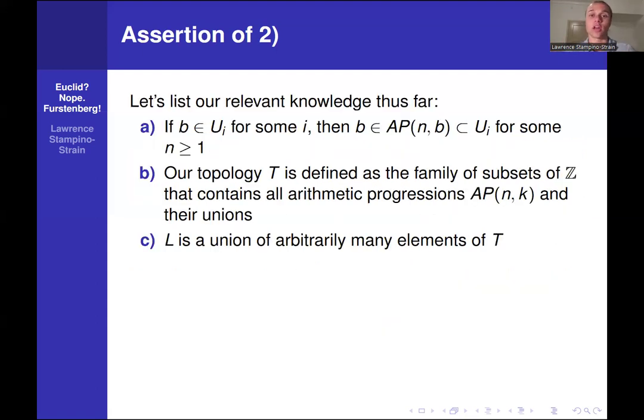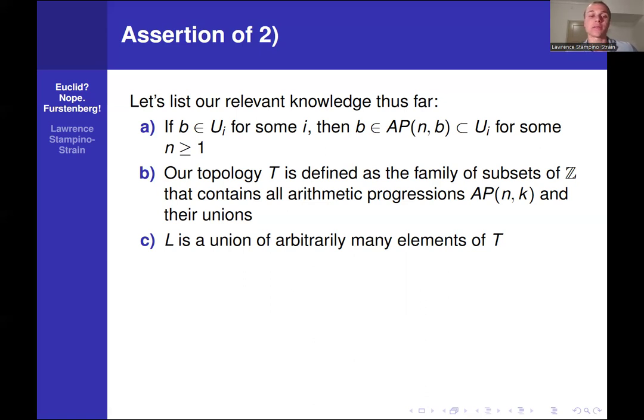So let's list our relevant knowledge thus far. The first piece of relevant knowledge is that if b is an element of U_i for some i, then b is an element of some arithmetic progression AP(n,b) that's a subset of U_i for some n greater than or equal to 1. Our second piece of relevant knowledge is that our arithmetic progression topology T is defined as the family of subsets of integers that contains all arithmetic progressions and their unions. The last bit of relevant knowledge is that L is a union of arbitrarily many elements of T.